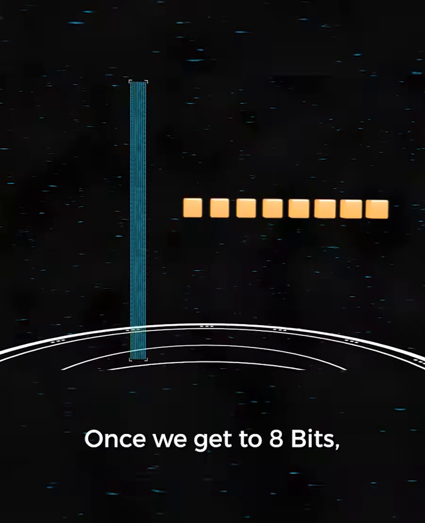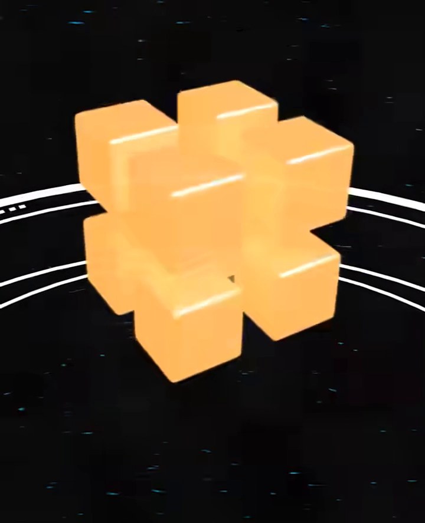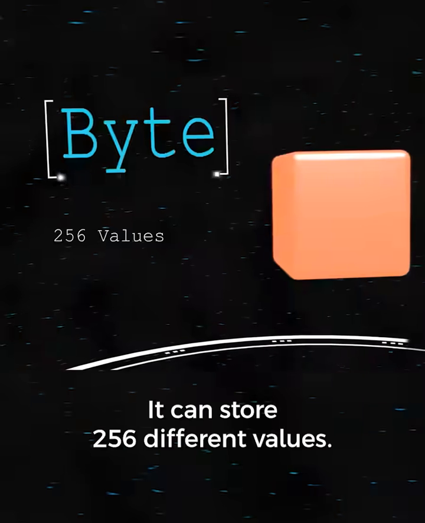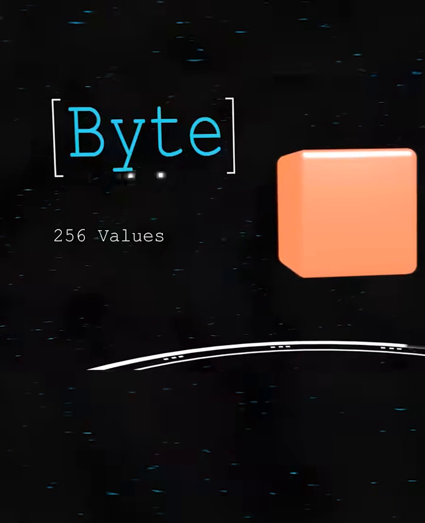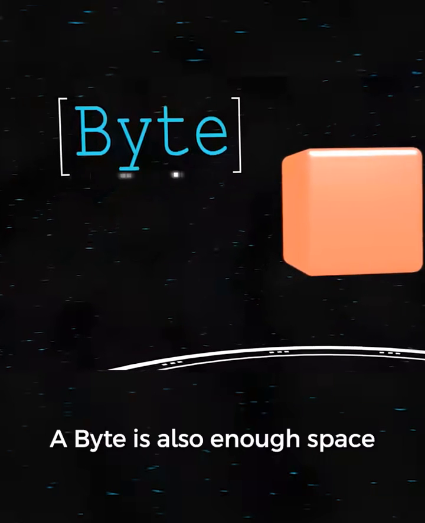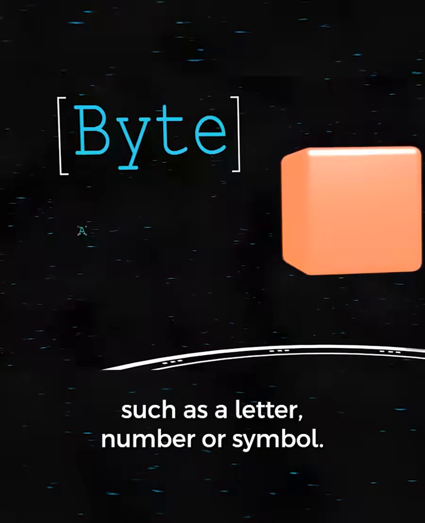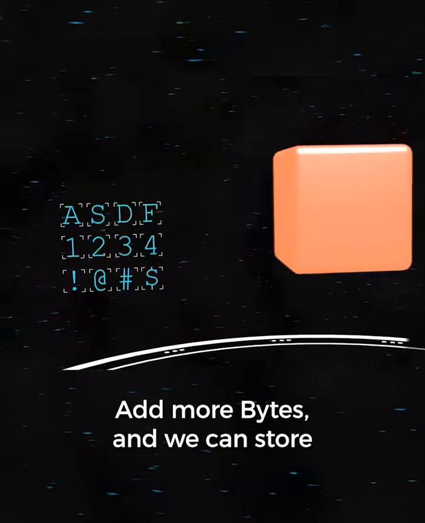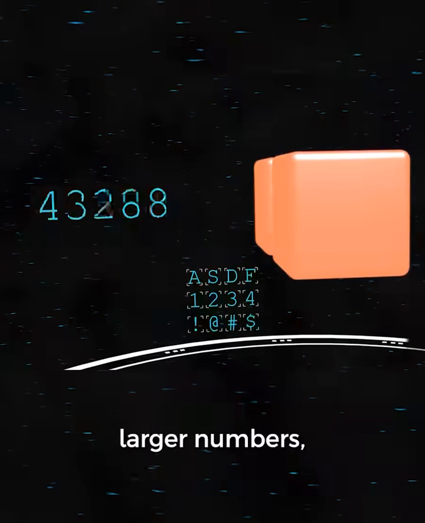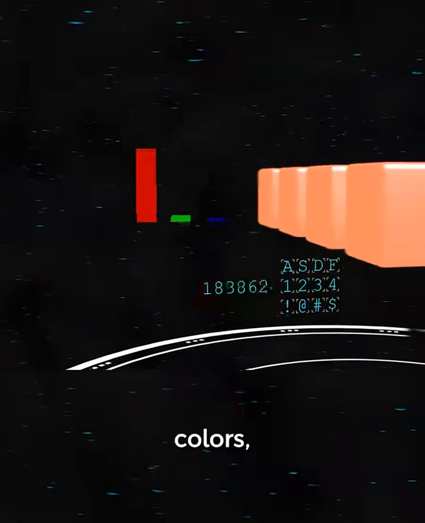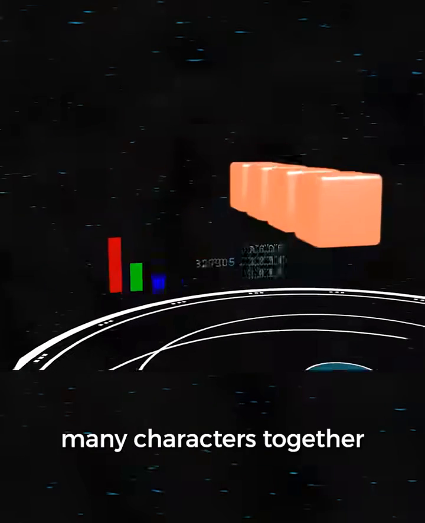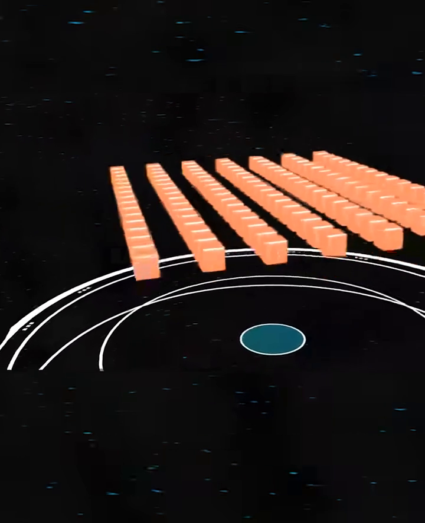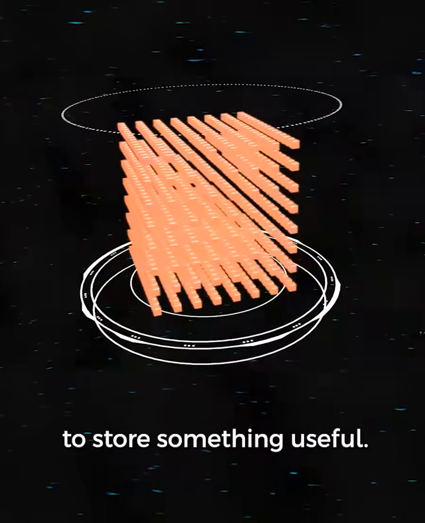Once we get to 8 bits, we group them together. This is called a byte. It can store 256 different values. A byte is also enough space to store a single character, such as a letter, number, or symbol. Add more bytes, and we can store larger numbers, colors, and we can even put many characters together to form sentences. We're going to need a lot more bytes to store something useful.